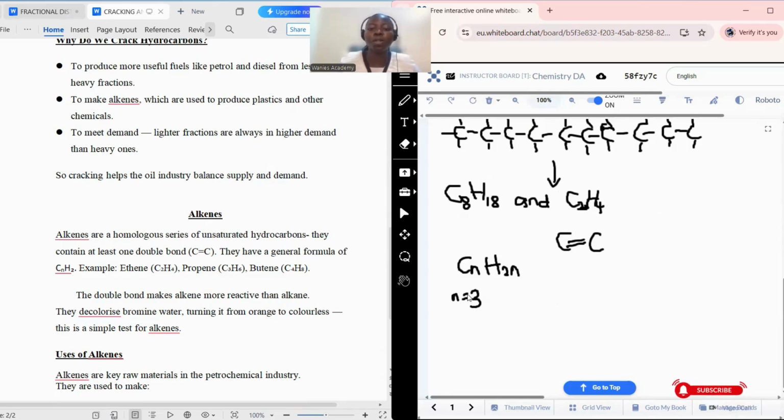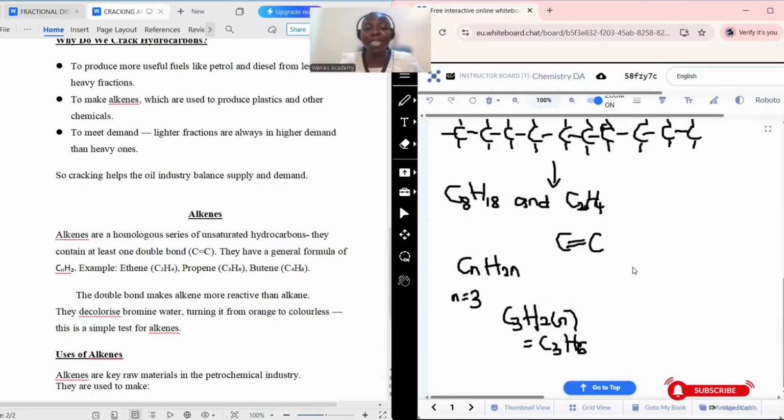For example, if our n equals 3, we're going to substitute 3 for n whenever we see n. So it becomes C3H2n, to give us C3H6. So alkenes have the general formula of CnH2n with examples as ethene, propene. This is propene, C3H6. Then we have butene, which is C4H8. So the double bond makes alkene more reactive than alkane.